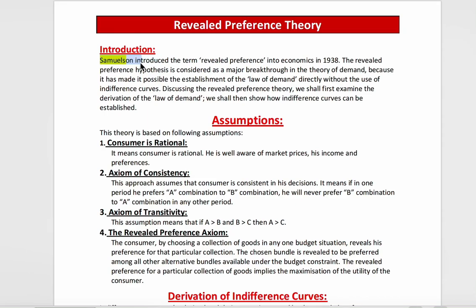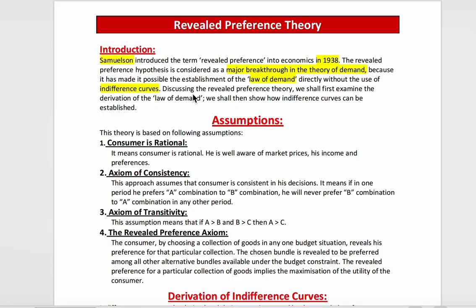Theory was developed by Paul Samuelson in 1938. This theory is taken as the major breakthrough in the theory of demand, because it has made possible the establishment of the law of demand directly without the use of indifference curve. So what is the major concept of the revealed preference theory?